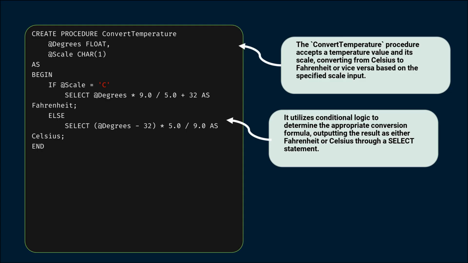This design nicely illustrates an efficient use of conditional logic, allowing the procedure to dynamically respond to user input, optimizing performance by ensuring that the correct conversion calculation is executed based on the scale passed in. Now, here's a cool part. When combined with parameter-sensitive plan optimization, SQL Server is smart enough to cache different execution plans based on the various values of @scale. This means it can enhance overall query performance across a broad range of user inputs.